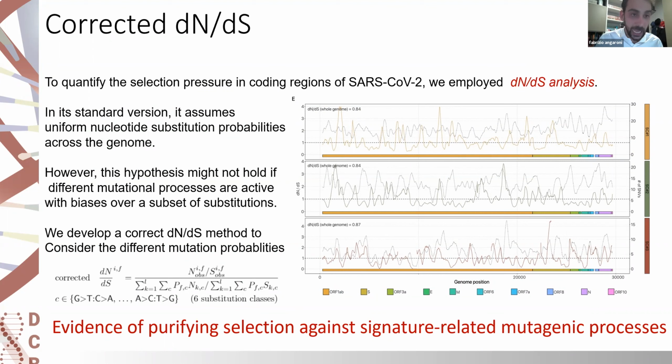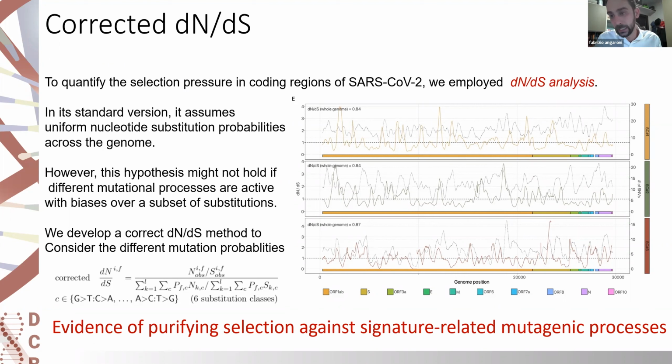And so to do that, we try to understand the selection pattern in the various coding regions with the NDS analysis. However, there is a point. When you do this kind of analysis, counting the non-synonymous substitutions versus the synonymous substitutions, you have to hypothesize that every nucleotide has the same substitution probability across the genome.